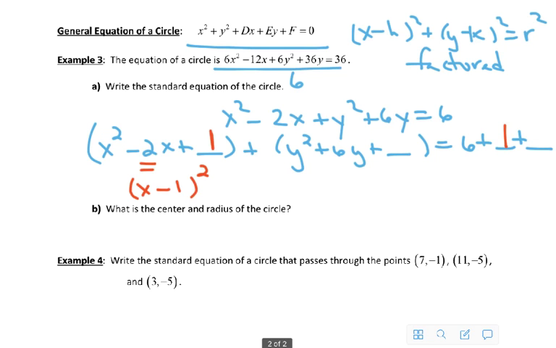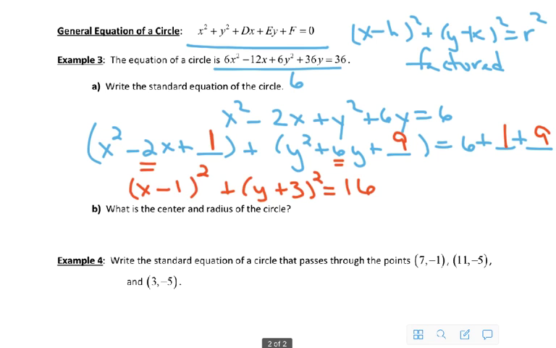All right, now in the second parentheses, since the middle term is 3 plus 3, the last term must be 3 times 3, or 9. So the second factored form is going to be y plus 3 squared. And then the right-hand side, which is going to be my radius squared, 6 plus 1 plus 9 is 16.